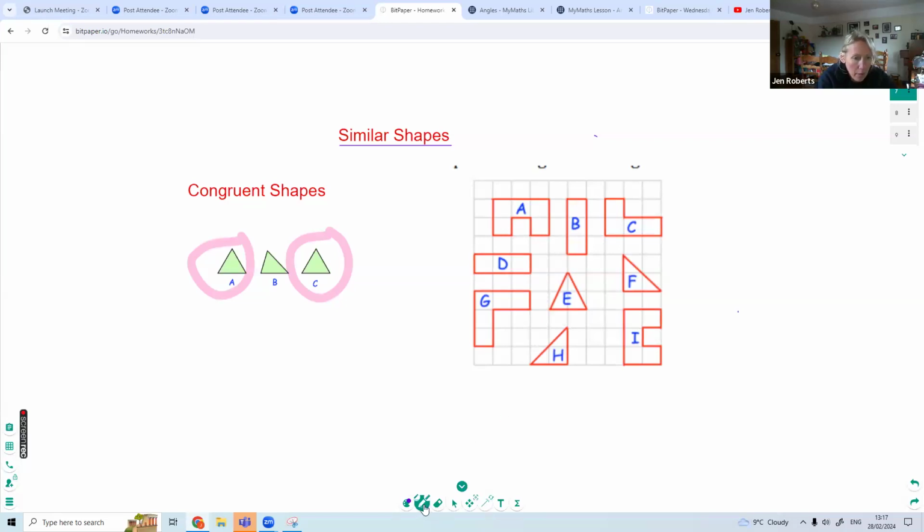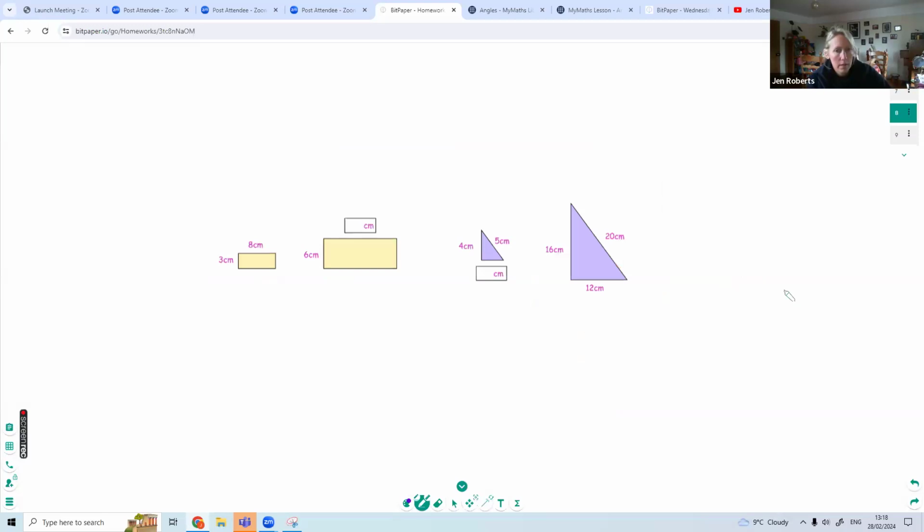Okay, so which ones are congruent here? We've got A and I, although I has just been rotated, it's exactly the same as shape A. So A and I are congruent. Again, D and B, congruent. H and F, congruent. And I think that's it. Yes, that is all.